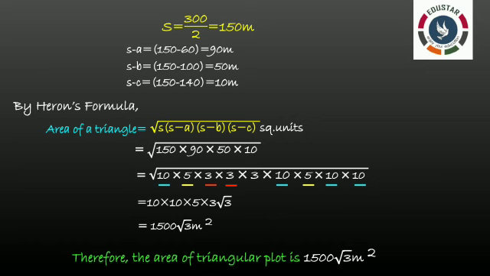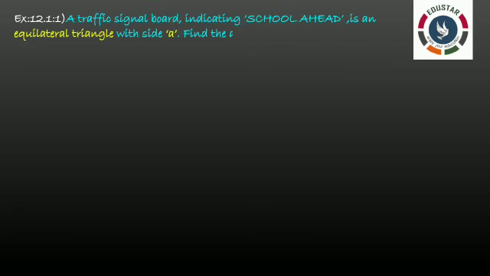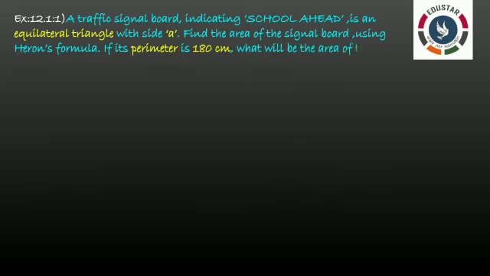Now let's move to exercise sums. Exercise 12.1, first sum. A traffic signal board indicating school ahead is an equilateral triangle with side A. Find the area of the signal board using Heron's formula. If its perimeter is 180 centimeter, what will be the area of the signal board?